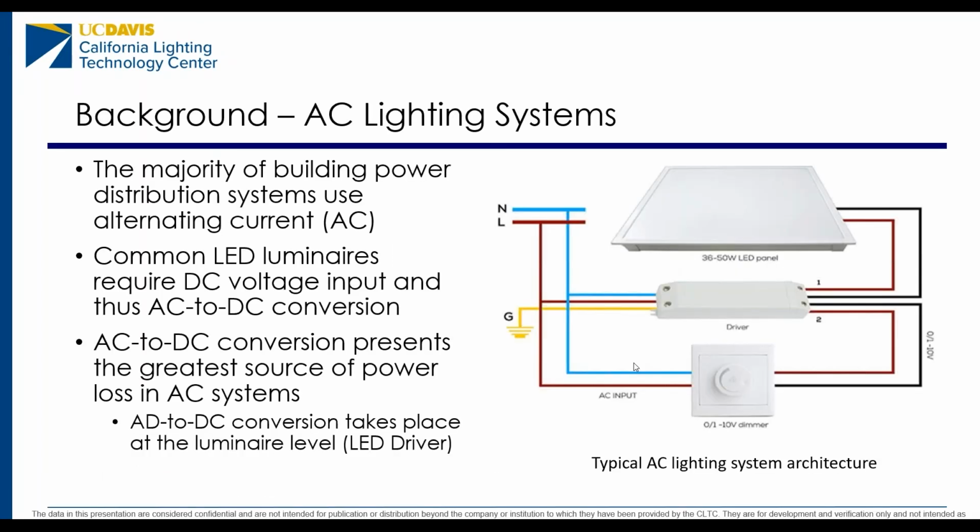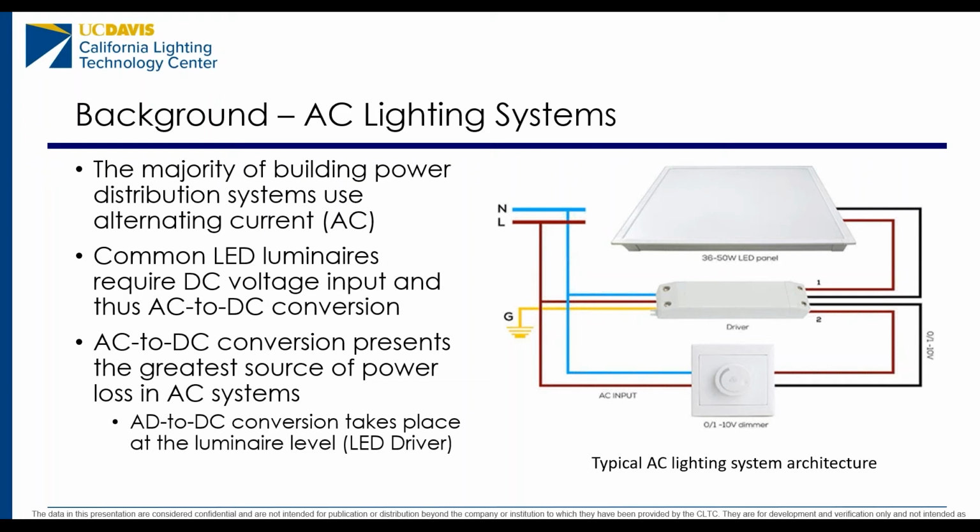As many of you know, most commercial buildings use AC or alternating current power distribution systems that receive electricity directly from the grid. Because of this, most subsystems in these buildings, including lighting, are designed to be powered directly off this AC infrastructure. However, most common LED lighting systems and most other digital electronics require DC power to operate. This necessitates an AC to DC conversion for every instance where DC power is needed.